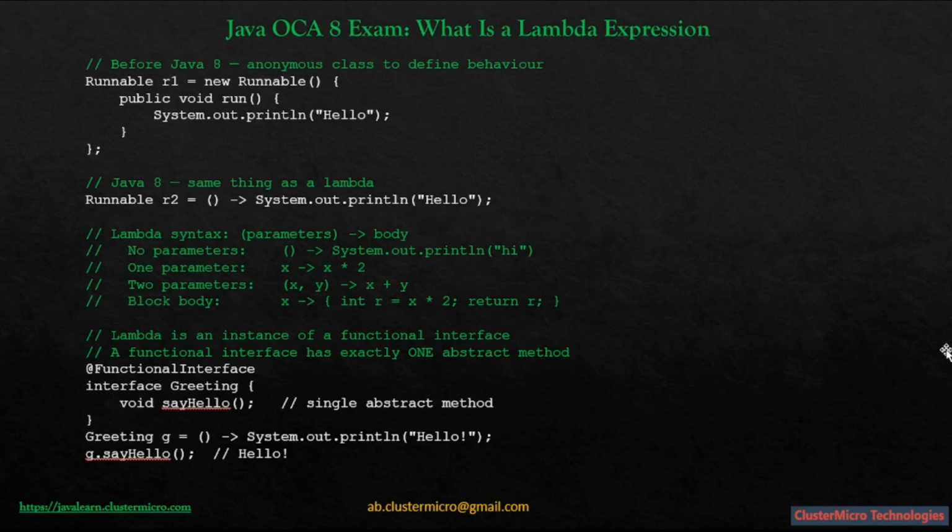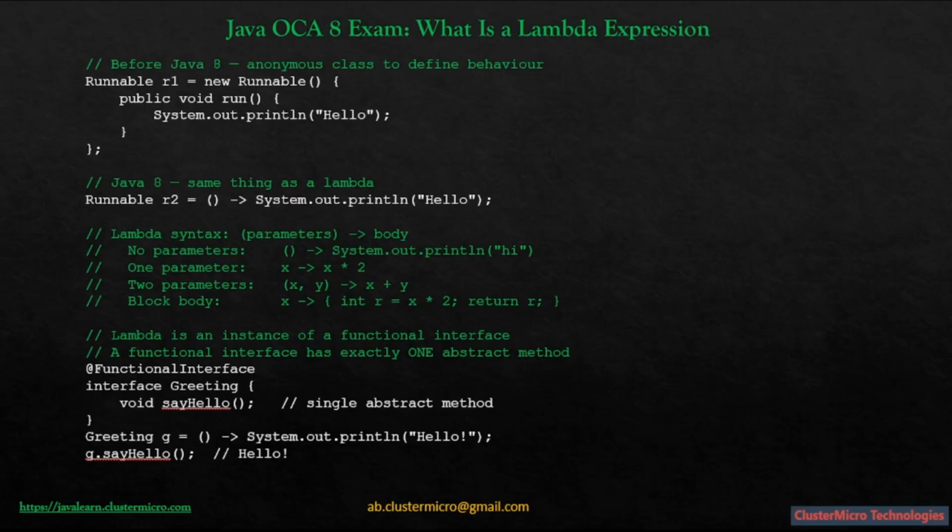It is used instead of writing anonymous classes. The problem that lambda solves: if you see the code here, Runnable r1 equals new Runnable, then public void run, and System.out.println hello. Before Java 8, whenever you wanted to pass a piece of behavior, something to execute later, you had to write an anonymous class. Look at how much code this is. We are creating a nameless class, implementing an interface, writing a method signature, and then finally on line 4, writing the one line we actually care about, printing hello. Five lines of boilerplate code for one line of actual logic.